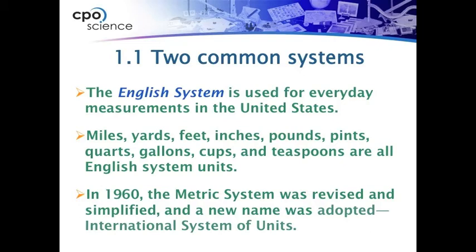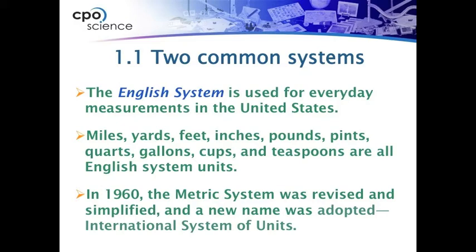The English system is going to be the one that's used for everyday measurements in the United States. Now, if you grew up in the United States, this is the system that you're used to, more likely than not. I won't say that everybody's used to this. Some people might have grown up in the US and used the metric system, but in the United States, when you're driving on the road, when you're reading a temperature, when you're looking at measurements, you typically see things in the English system. You see miles, you see yards, you see feet, you see inches, pounds, pints, quarts, gallons, cups, teaspoons. Those are all English system units.